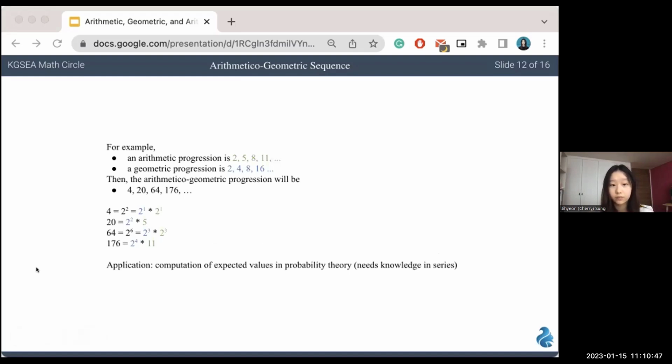And here is an example of an arithmetico-geometric sequence and its breakdown into the product of arithmetic and geometric sequences. Such sequences are applied in the computation of expected values and probability theory, but we will skip this part because it requires knowledge in series, which is not covered in this presentation.